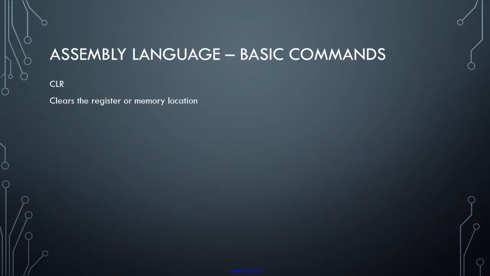We have a few more basic commands in assembly language that are pretty standard. The first one is CLR. This command just clears the register or memory location. I mentioned before there's a couple of different ways to clear a location. One of those ways was to move in the value of 0. A quicker, faster way is just the clear command, and then you would put the register right after that. So you could say clear B1, and it will wipe out any value that is in register B1.